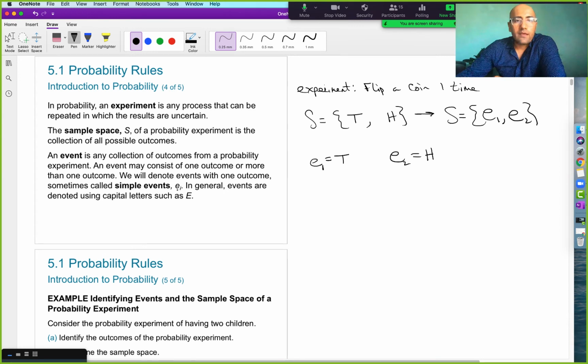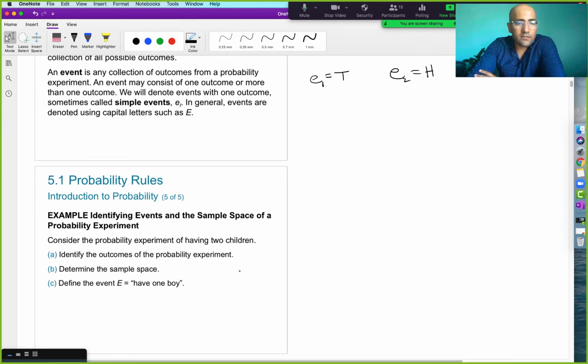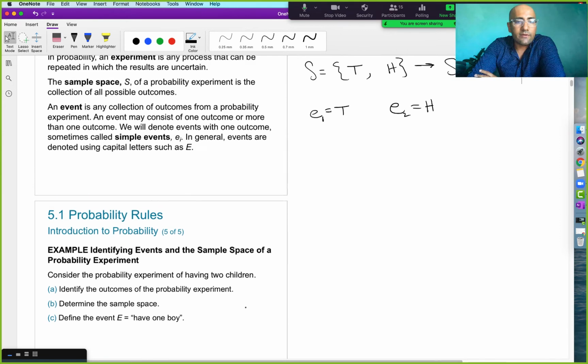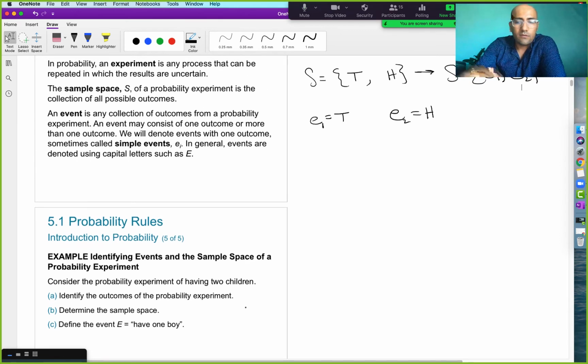Okay. From the simple events, we will combine them together to come up with compound events, more complicated events. Let's see an example of where that happens. I think this is a good one for that. Consider the probability experiment of having two children. Okay, so you're going to have two kids. Identify the outcomes of the probability experiment.